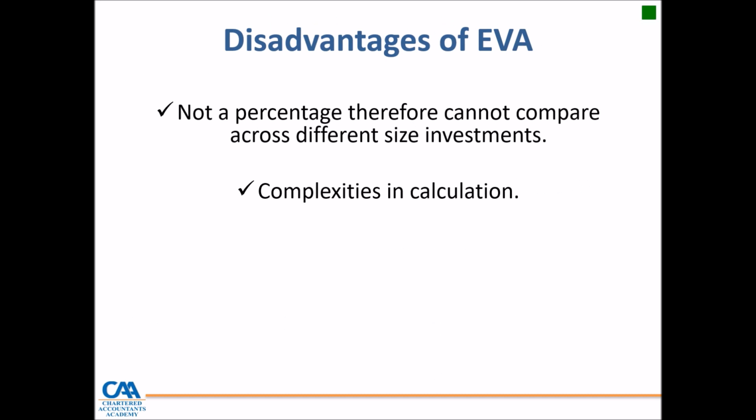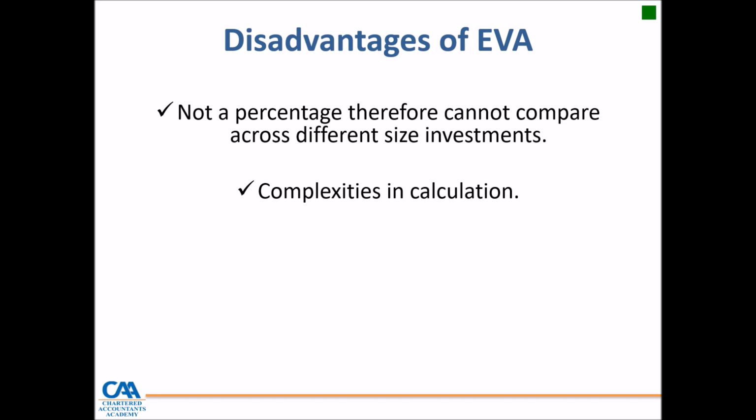The other disadvantage of EVA is that it is an absolute measure. Since it is not a percentage, we cannot compare our EVA across different investments. So EVA of company A cannot be compared to EVA of company B due to differences in the size of investments that company A invested versus what company B invested. To deal with the issue of size, the EVA should be compared to budgets or to targets.